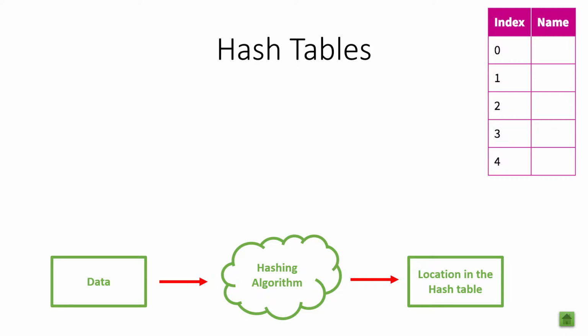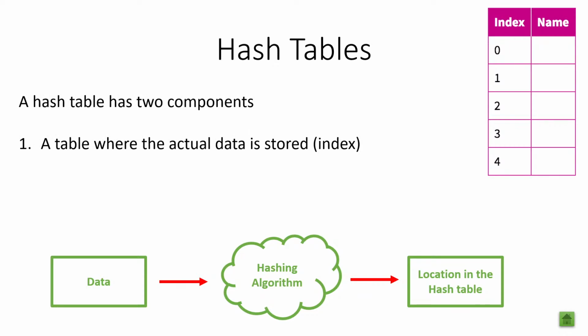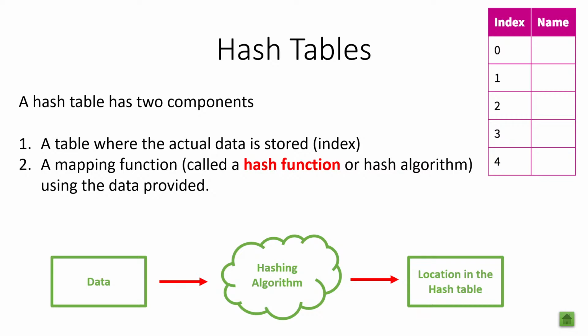So to do that, we use the hashing algorithm inside. We have data. Data goes into a hash. Hash tells us the location in the hash table. So a table where the actual data is stored on the right hand side there in pink, and a mapping function called a hash function or a hash algorithm that you create. You create it.